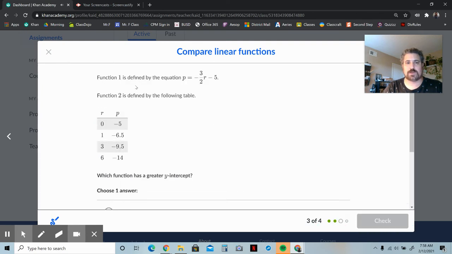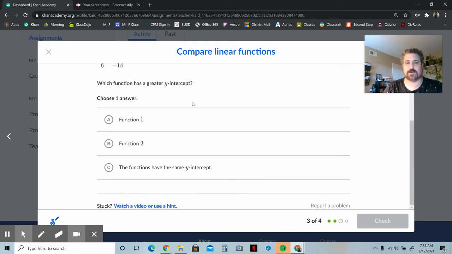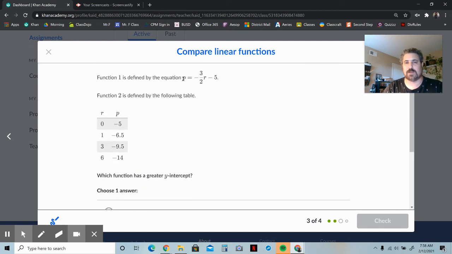This one says function 1 is defined by the equation p equals -3/2 r minus 5. And that's just y equals mx plus b, but the y is p and the x is r. So if there was a graph, the y-axis would be the p-axis and the x-axis would be the r-axis. It says function 2 is defined by the following table. Okay, so once again, x, y, just like r, p, same thing. p corresponds to the y and r corresponds to the x.